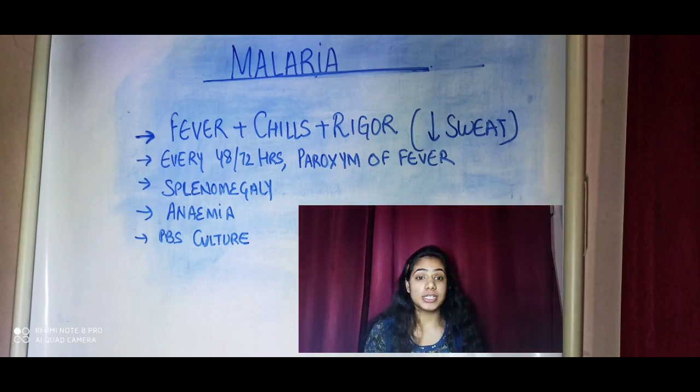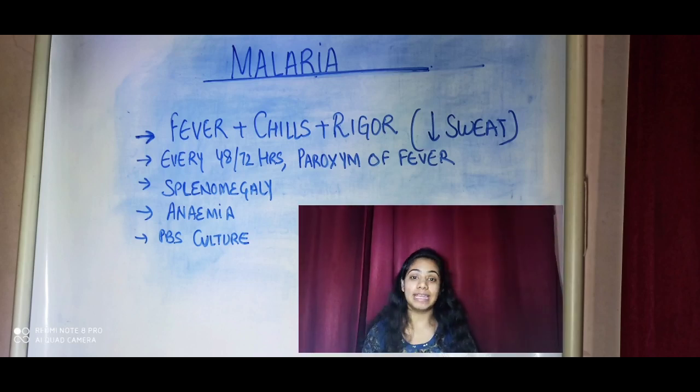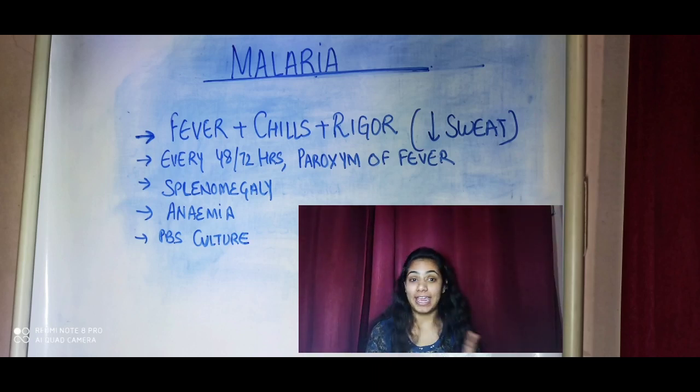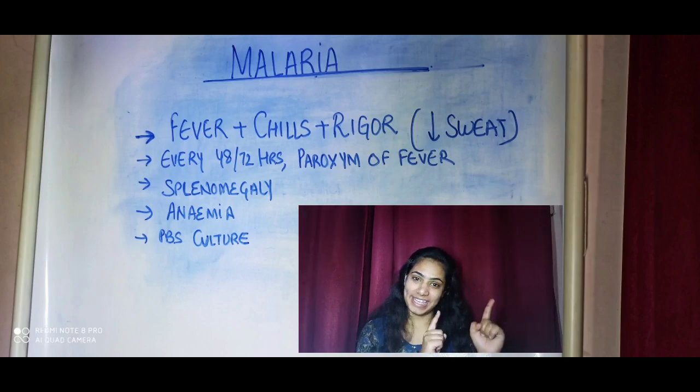And obviously the blood culture test will help us detect malaria and its organisms. So we can find that the primary cause is malaria and the secondary cause is hepatomegaly.